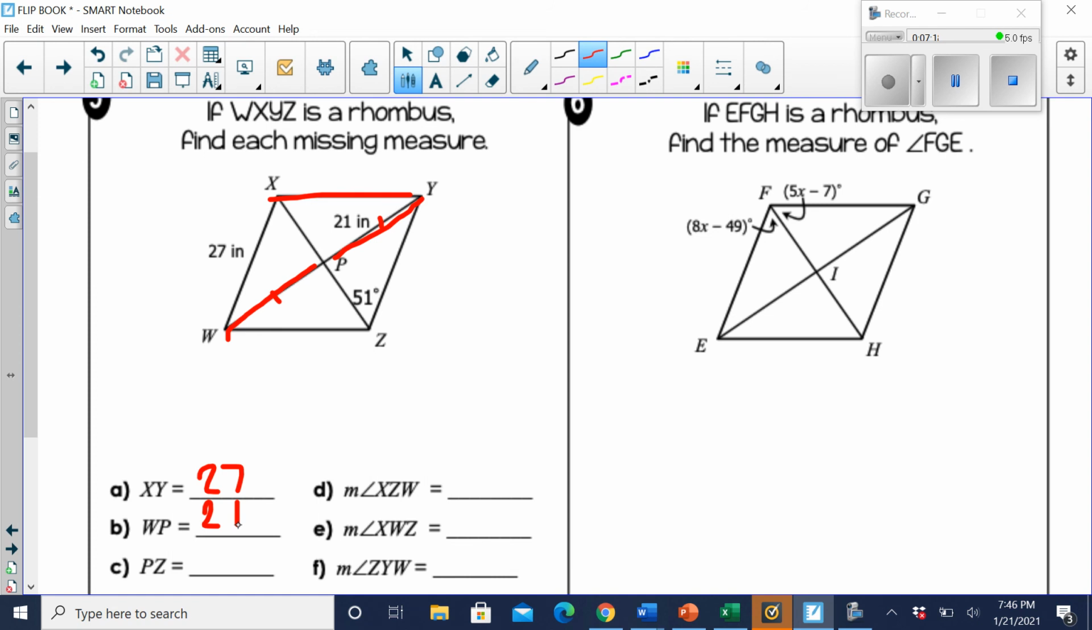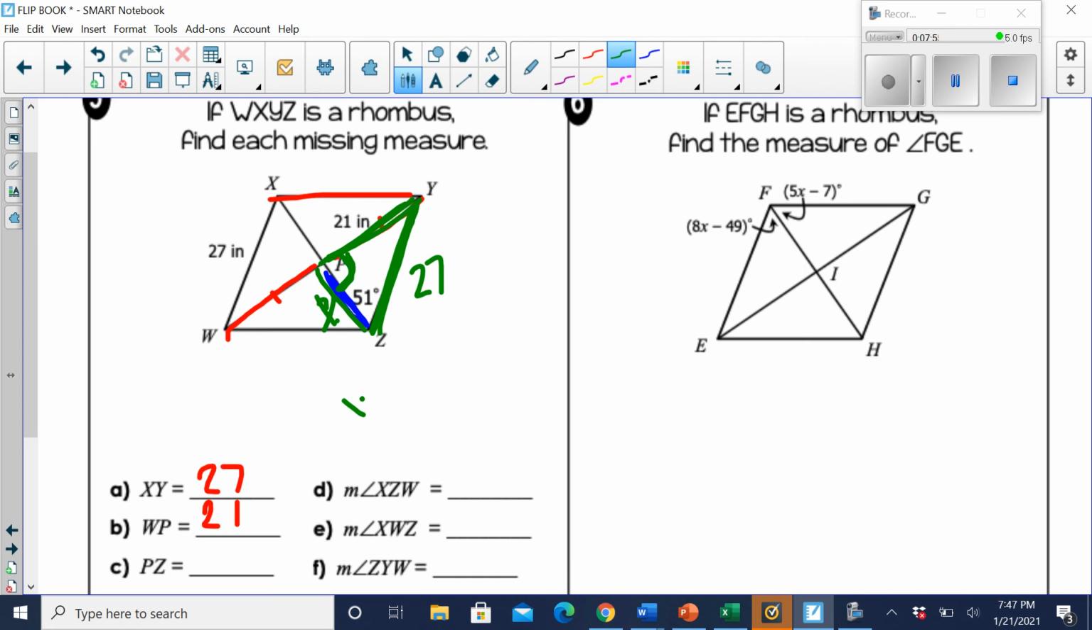The next one is PZ, and PZ is this special piece right here, and we don't have any information there. If we want to work with just this triangle, we already know this side right here is 21. We could fill in Y to Z to be 27 because all of the sides of a rhombus are congruent. We're going to use that property that the diagonals are perpendicular to each other so that we can find that missing segment right there. We're just going to call it X for right now. And you're using your Pythagorean theorem that we reviewed yesterday.